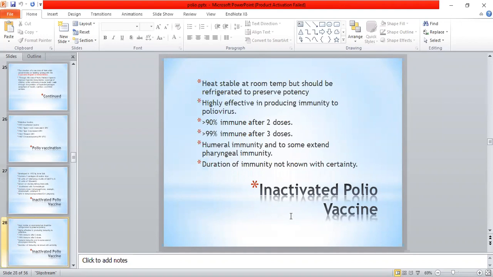Heat stable at room temperature but should be refrigerated to preserve the potency. Highly effective in producing immunity to poliovirus. More than 90% immune after 2 doses, and more than 99% immune after 3 doses. Humoral immunity, and to some extent pharyngeal immunity. The duration of immunity is not known with certainty.